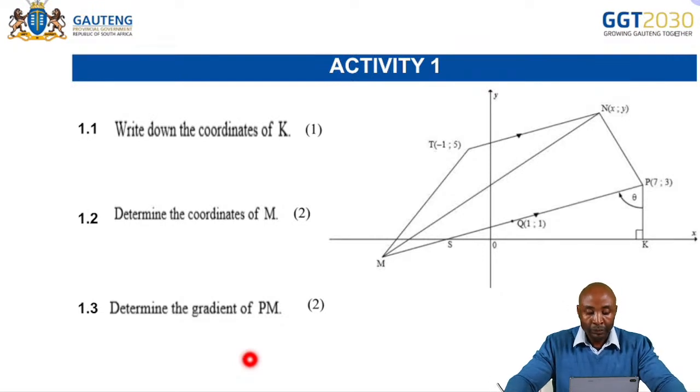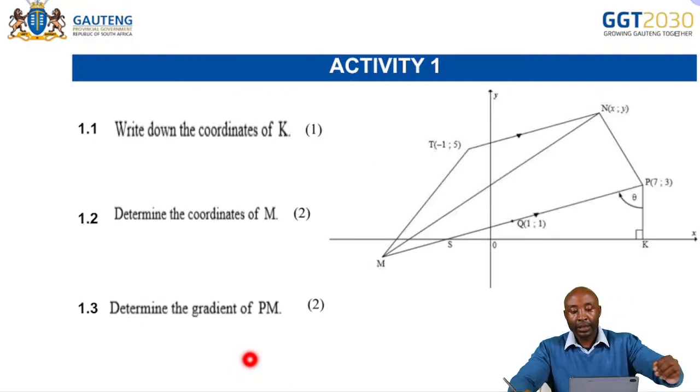We move on. So we are also given that TN is parallel to MP. Q has coordinates (1, 1). The other coordinates are given up there. And we are told that Q is the midpoint of MP. PK is a vertical line and angle SPK is given as theta. The equation of NP is given by y is equal to negative 2x plus 17. Let's answer the questions. First one, the coordinates of K.